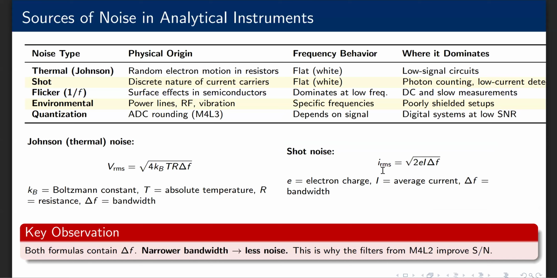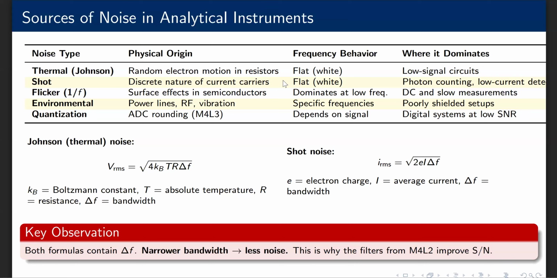So Johnson noise, also called thermal noise, comes from the random motion of electrons in any resistor at finite temperature. Its spectrum is flat, and we call it white noise. The formula at the bottom left tells us it scales with the square root of 4 times Boltzmann constant times temperature times resistance times bandwidth. Okay. So shot noise then comes from the discrete nature of current carriers. When current flows, it's actually individual electrons or photons arriving at random times. Counting statistics give Poisson distribution, and the shot noise formula shows it scales with the square root of current times bandwidth.